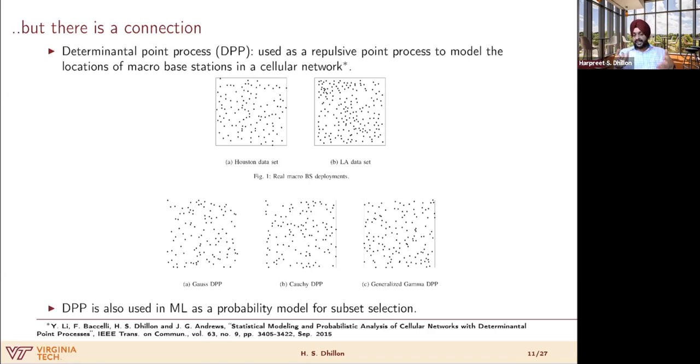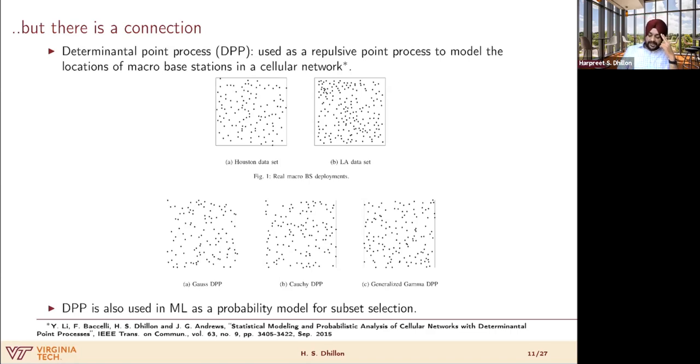In this application, we actually want to introduce some type of repulsion in the points so that the probability that two points lie very close is very small, right? That's really what a determinantal point process does. And the way it has been used is to model locations of macro base stations in a cellular network, right? We know that base stations will not be deployed very close to each other in most realistic deployments. So a determinantal point process has been used to describe those deployments.